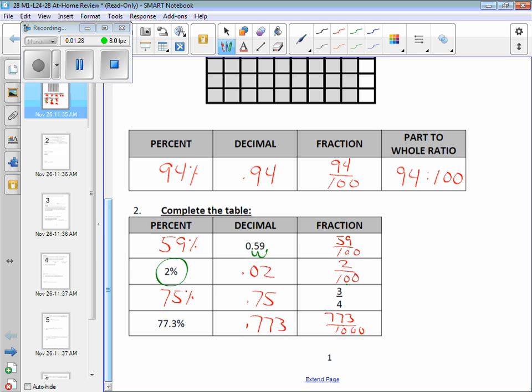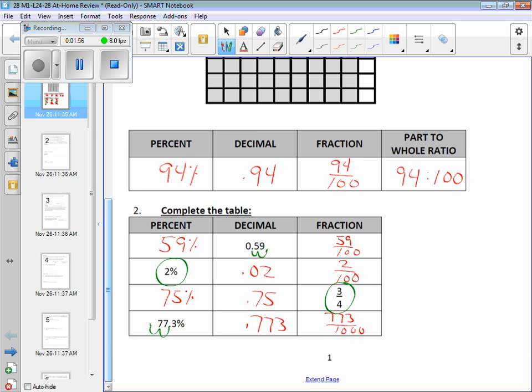Remember that 3/4 is really one of the fractions that was in your fraction families. That's 75% or 0.75. And also watch out for percents containing a decimal. Don't let that throw you off. We're still going to move the decimal twice to the left. And that's going to result in 0.773 or 773 thousandths.